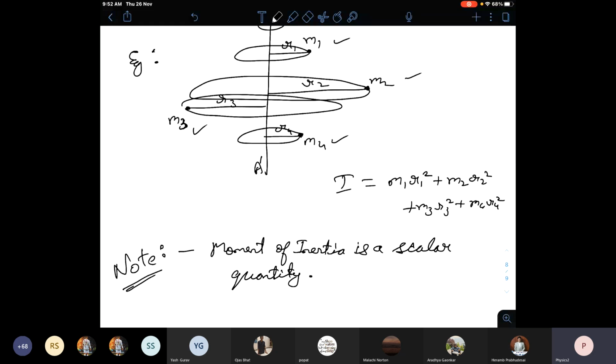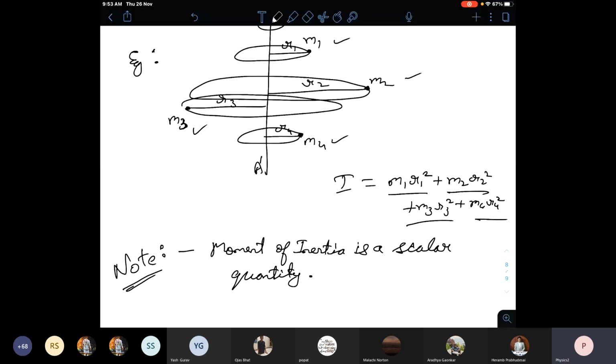Simple, it is similar to mass but in rotational motion. You can say moment of inertia is mass in rotational motion, so moment of inertia is a scalar quantity. That is why I calculated the individual moments of inertia and directly added them. There is no vector sign, nothing, just directly add whatever values you are getting. So this way you can calculate the moment of inertia of different point objects.